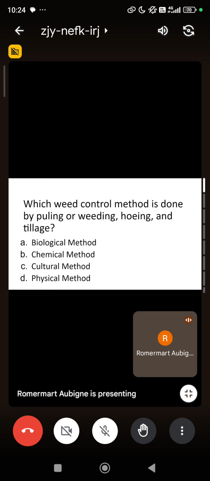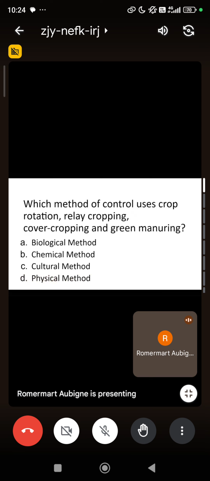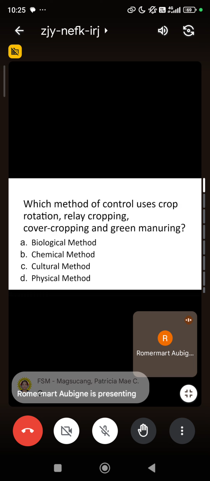Done by pulling or weeding, hoeing, and tillage. So, use the physical method. Then next, which method of control uses crop rotation, relay cropping, cover cropping, and green manuring? So ano pong sagot natin dito? Which method of control uses crop rotation, relay cropping, cover cropping, and green manuring?